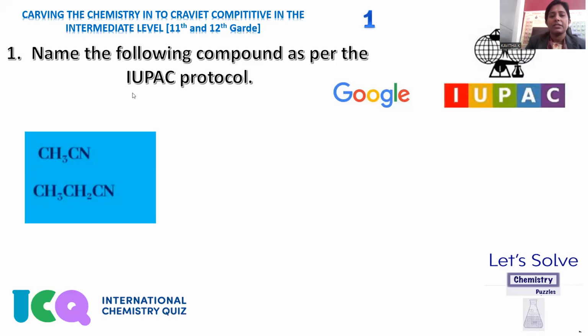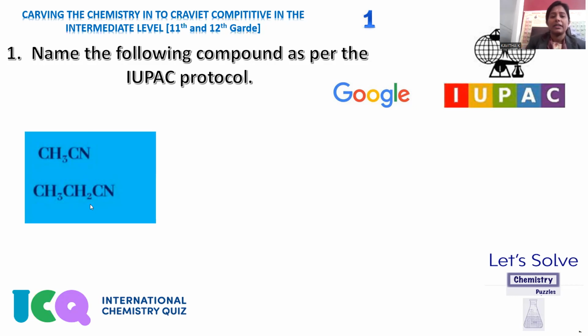Question number 1 starts with the IUPAC protocol. Here, name the following compounds as per the IUPAC protocol. IUPAC stands for International Union for Pure and Applied Chemistry. As per the IUPAC, what will be the names of these compounds we need to assign? Both are said to be what? Nitriles. If CN is present, the compounds are called nitriles. Then how can we assign names for these compounds?